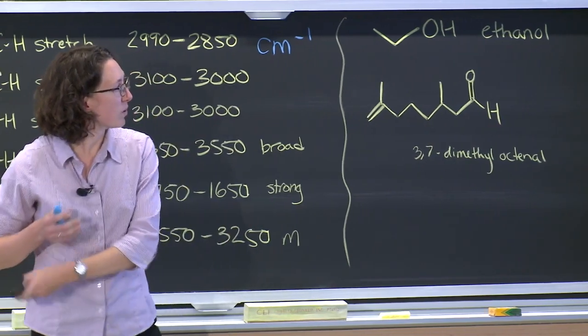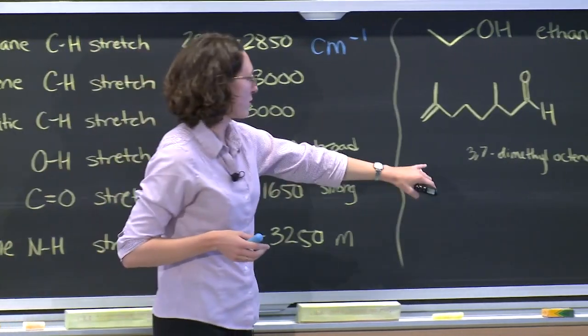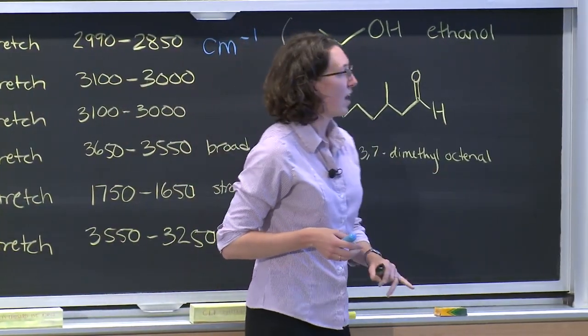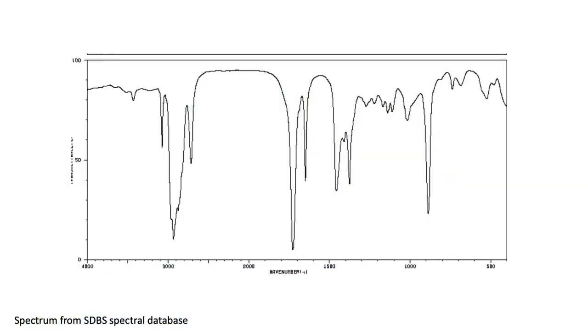And then another example is this compound, which is 3,7-dimethyl octanol. And what do we have here that's really strong and sticking out?